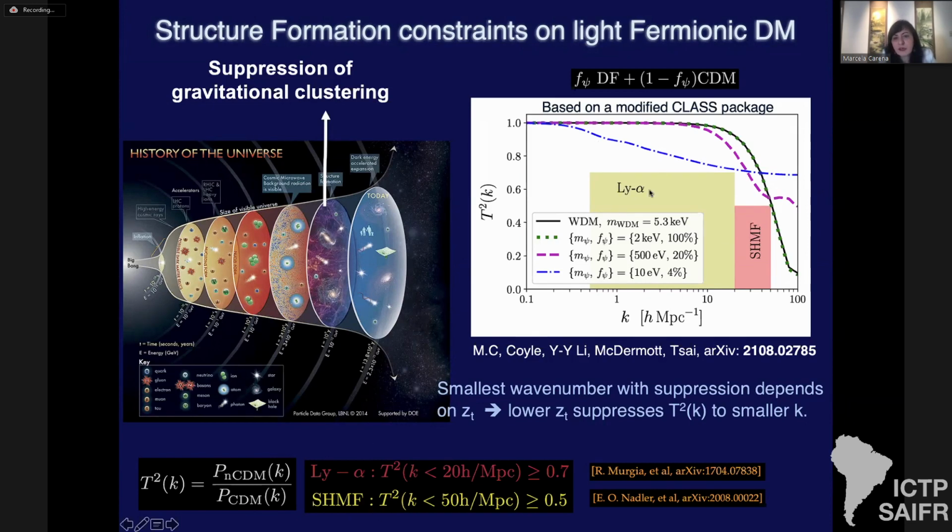So we can see that we can fit different contributions of mass values and fractions, and we can go, for example, here as low as masses of 10 eV with 4% of dark matter. And here the smallest wave number means that this is the value where the CT starts occurring, and the fermions begin to contribute because they are relativistic.